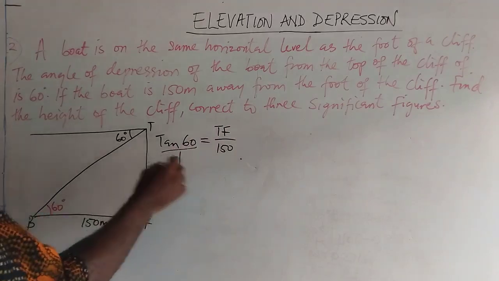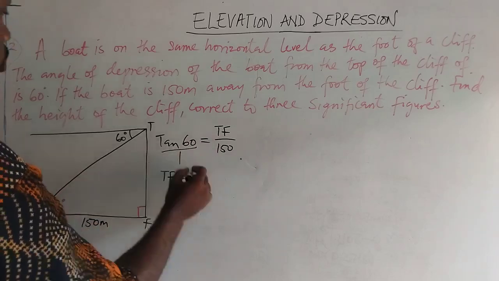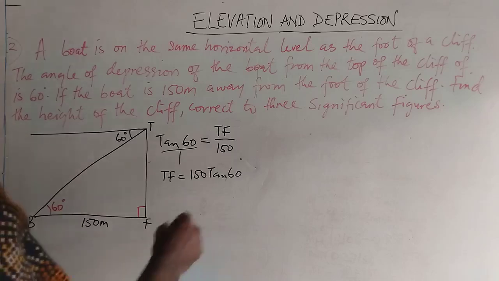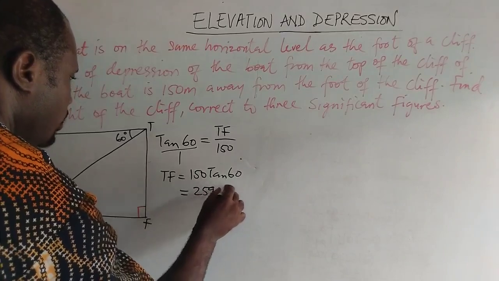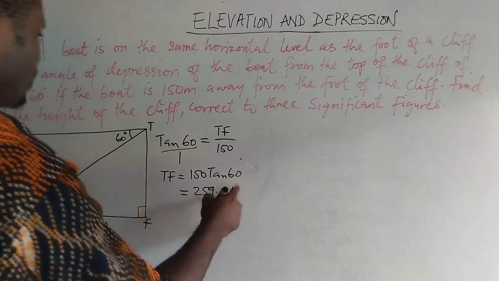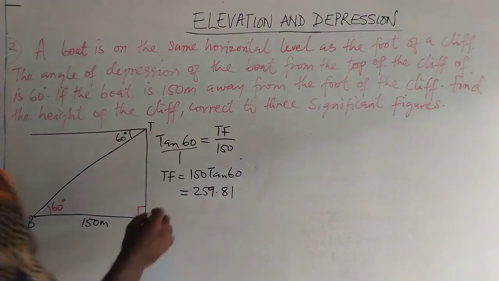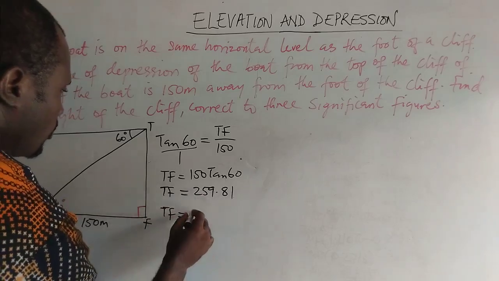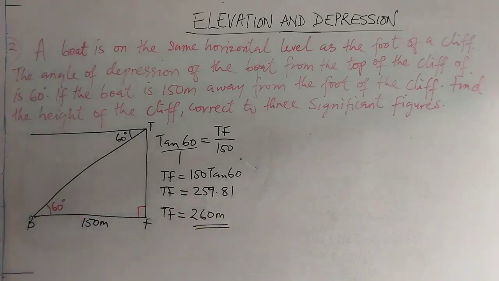The next thing you do is you cross multiply. TF times 1 will give you TF is equal to 150 tan 60. If you use your calculator and do that, you will get 259.81 to 2 decimal places. But the question says we should correct to 3 significant figures. If you do that, the 3 significant figures of this number will be 260 meters. That's the height of the cliff.